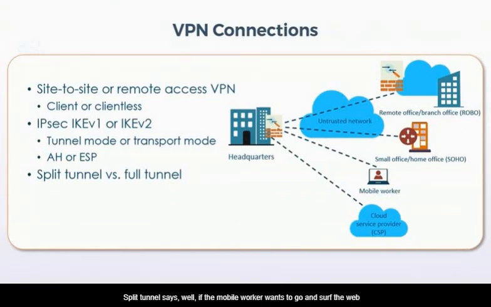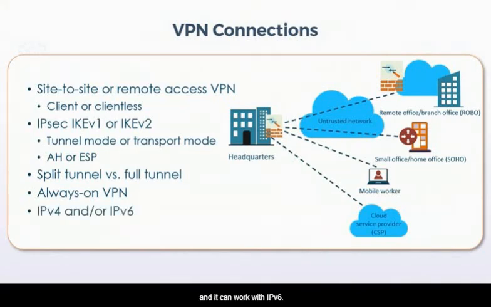Split tunnel says, well, if the mobile worker wants to go and surf the web, then it can split off, go through its service provider and go surf the web. If they need to access resources at the headquarters, then they'll go through the VPN connection. Often, however, you're going to set up that mobile worker to have always-on VPN so that whenever they turn on that laptop or that workstation, the VPN back to the headquarters is on and you don't allow split tunneling. You want everything to go through the headquarters for, like I said, URL filtering, data loss prevention, acceptable use policy, all those great things.